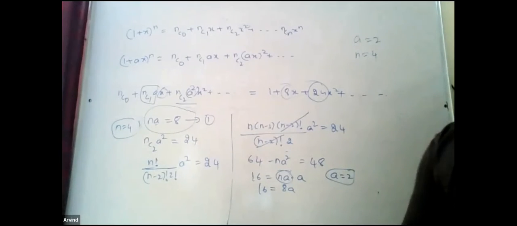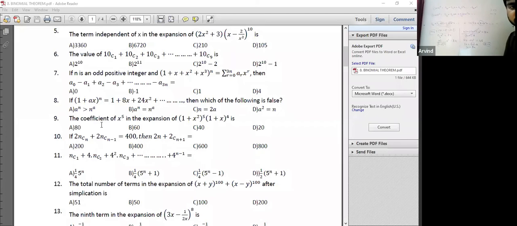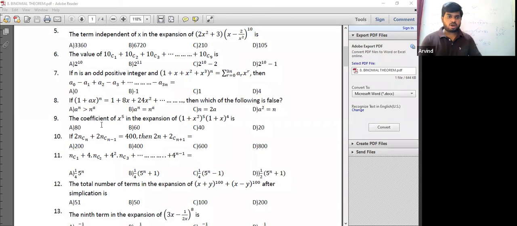Now let's check which is the correct condition in the given answers. In the given question, which is the correct one? The first one is a^n greater than n^a. Here a is 2, n is 4. 2^4 is greater than 4^2? 2^4 is 16, 4^2 is 16. 16 greater than 16 is a false thing. You cannot have 16 greater than 16, so that's wrong.